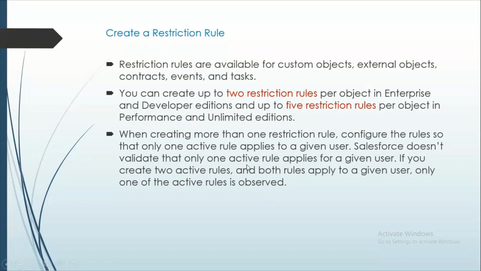Salesforce doesn't validate that only one active rule applies for a given user. Nothing but Salesforce isn't able to find out which active rule is applied to the given user. If for the same user you create 2 restriction rules and apply both, we can't say which one is going to work on that user. Salesforce itself doesn't validate that, so it is difficult to predict which is going to be applied to that user on that object. So if you create 2 active rules and both apply to a given user, only one of the active rules is observed, as already mentioned here.